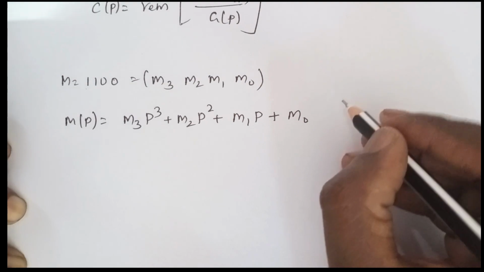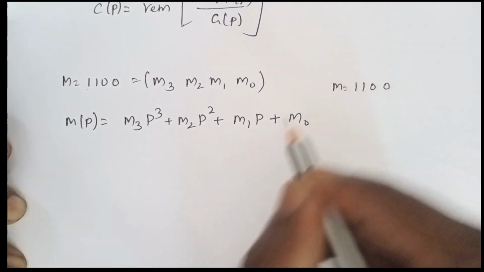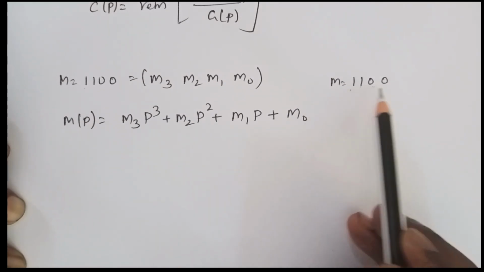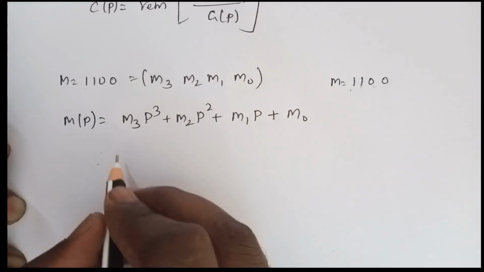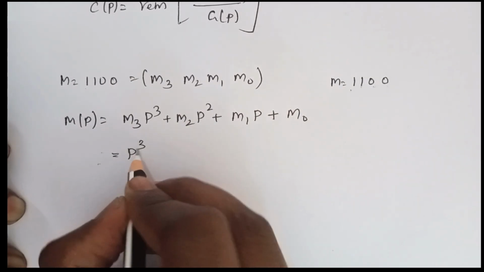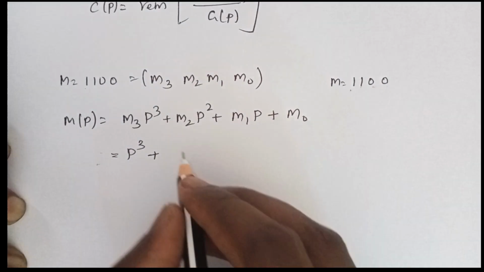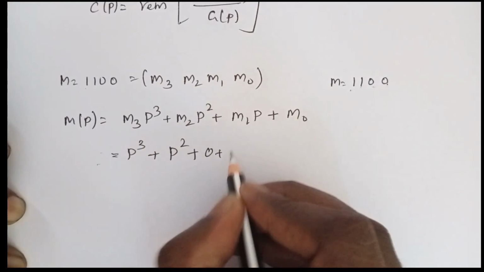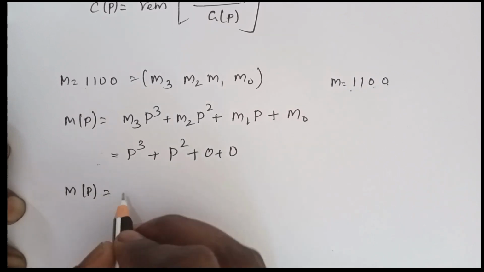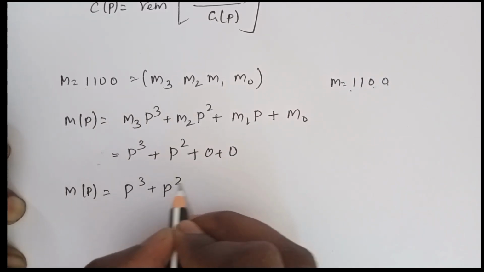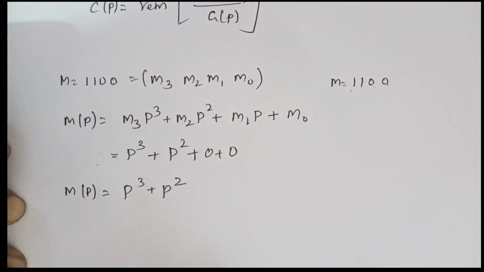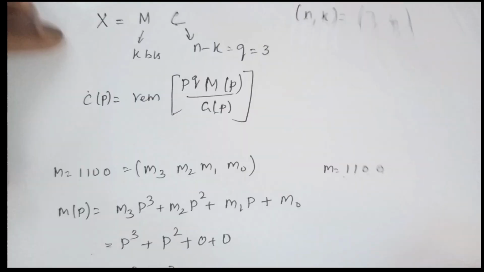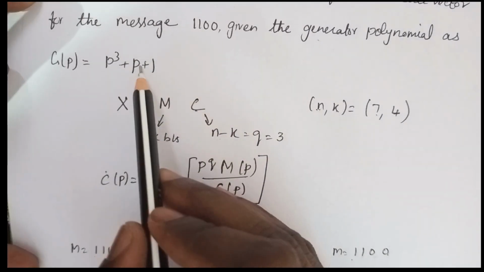Okay, so from the question we know m is 1100, that is m3 is 1, m2 is 1, m1 is 0, and m0 is 0. So we have 1 into p^3, plus 1 into p^2, plus 0 plus 0. So m(p) is nothing but p^3 plus p^2, right? Then g(p) is given in the question: g(p) is p^3 plus p plus 1.